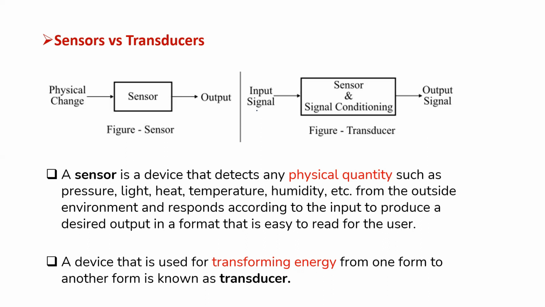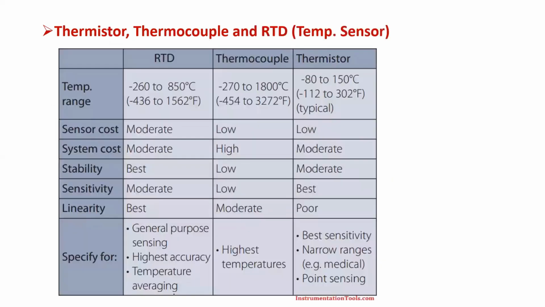So basically, it is nothing but transforming of the energy from one form to another, for transduction. So please go through these definitions. And after that, one important thing I have mentioned here, the temperature sensor. In temperature sensors, we basically use these three sensors: thermistor, thermocouple, and RTD. And I have listed down the basic differences between these all three, and also mentioned the definitions of these.